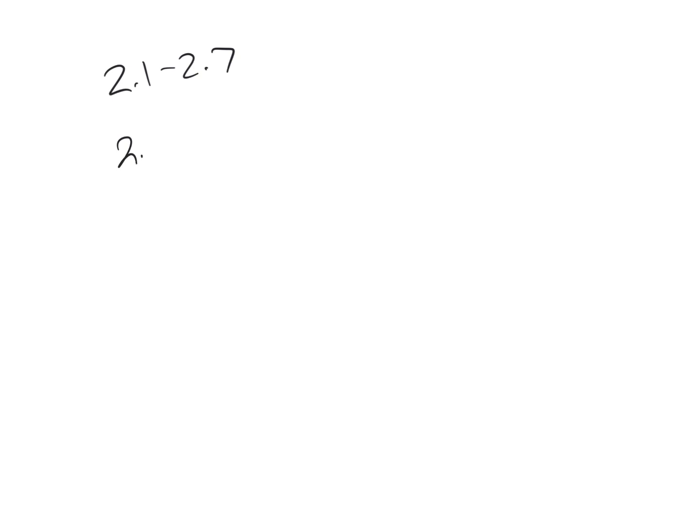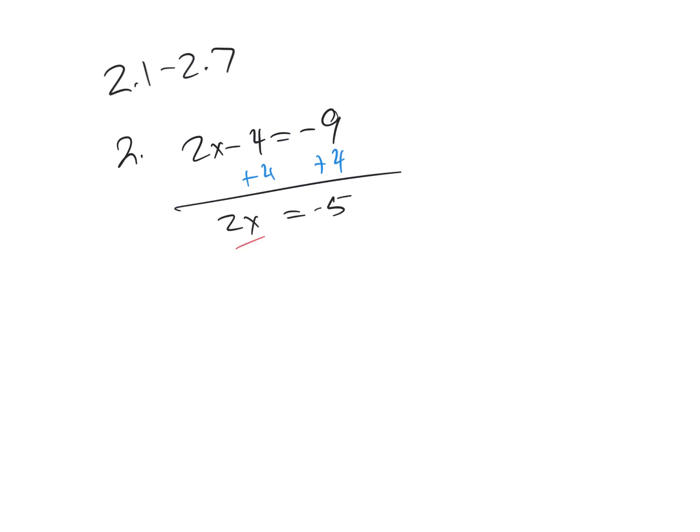This is number 2 in 2.1. 2x minus 4 equals negative 9. I'll pause it each time, and then you guys finish it. All right. So we're going to add 4 to both sides. You get 2x equals negative 5. I'm going to divide off a 2. And you get x equals negative 5 halves. Good?